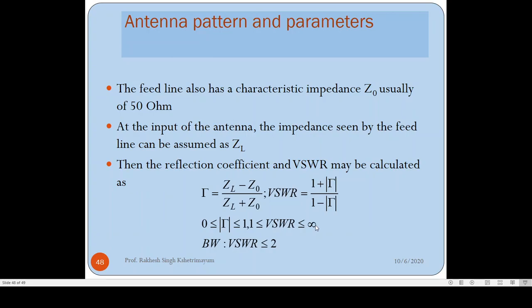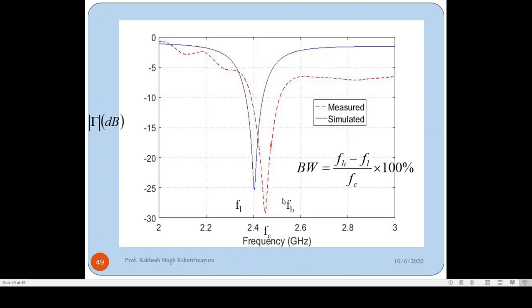There is a very important parameter for antennas which we usually define: the antenna's bandwidth. Antenna bandwidth is defined as the frequency range over which VSWR is less than or equal to 2. That means the voltage standing wave ratio should be less than or equal to 2 within the operating bandwidth of the antenna. This will be very clear from the next diagram. Here we have plotted the reflection coefficient gamma in dB with respect to frequency. When VSWR is 2, gamma will be approximately minus 10 dB. So the bandwidth of the antenna is defined as this bandwidth.